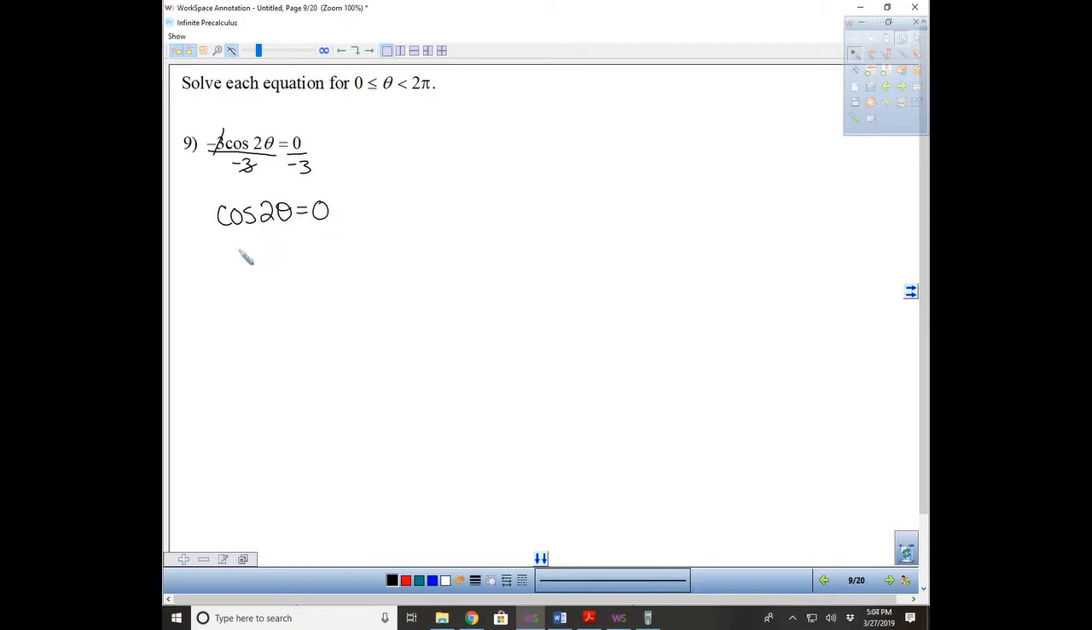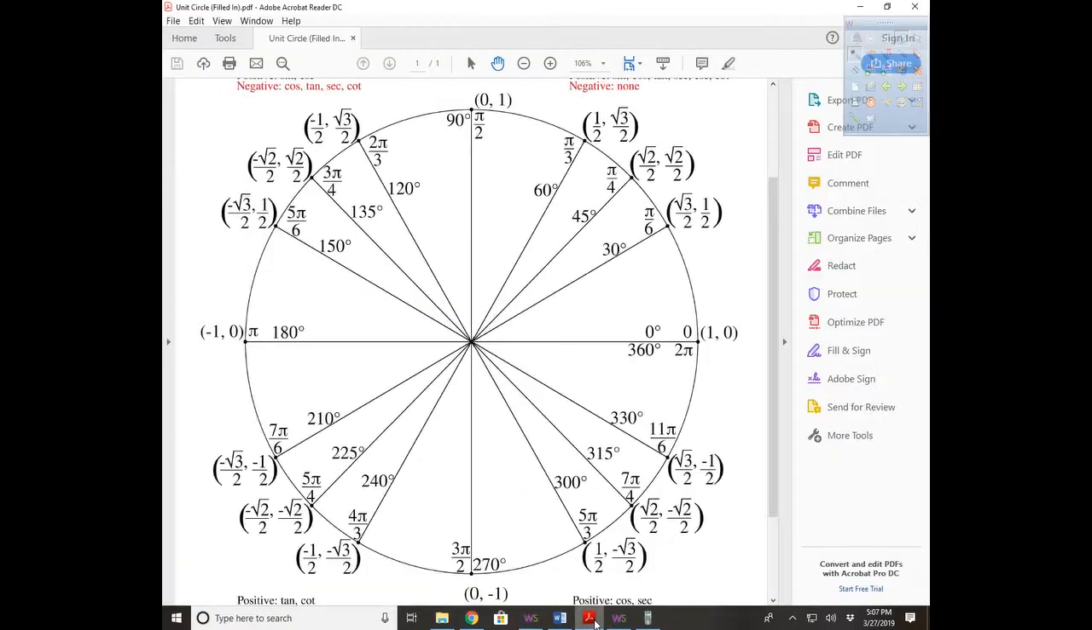So now I'm looking for an angle because I have to take the inverse of this. So looking for an angle that has a cosine of 0. So I'm going to look at my unit circle. Cosine is the x value, so that would be at pi over 2 and 3 pi over 2.